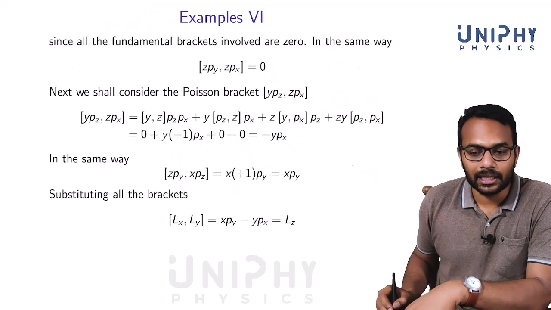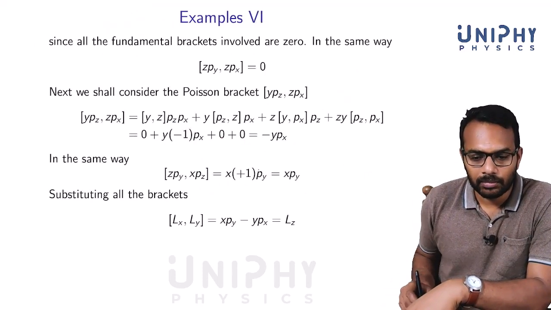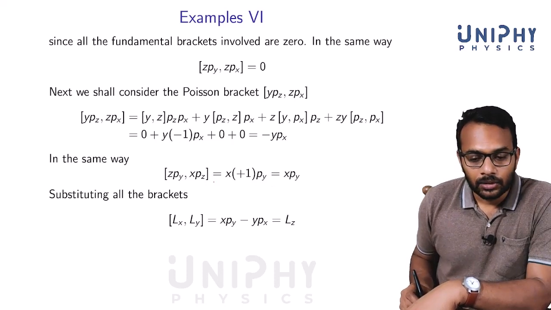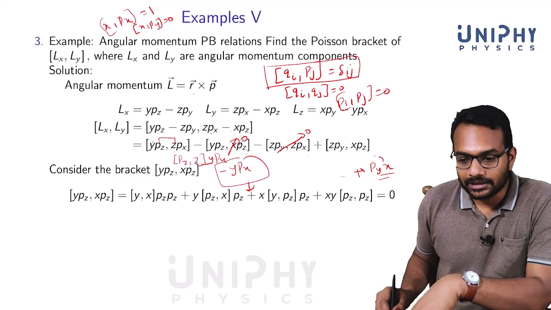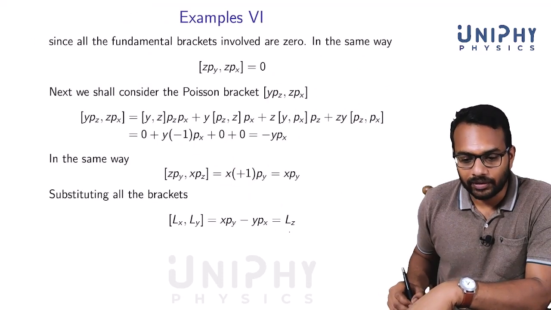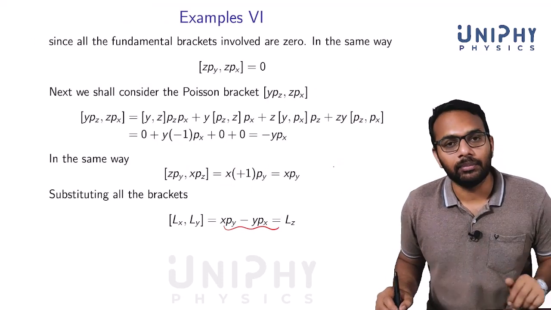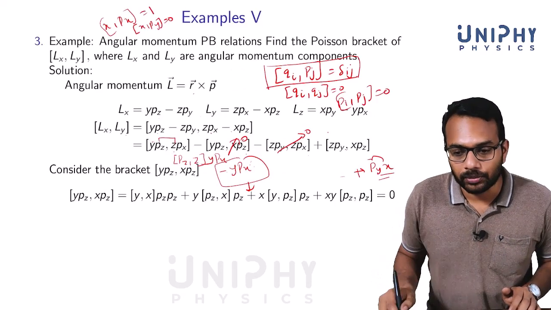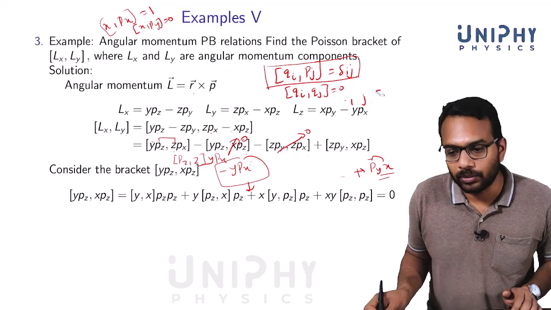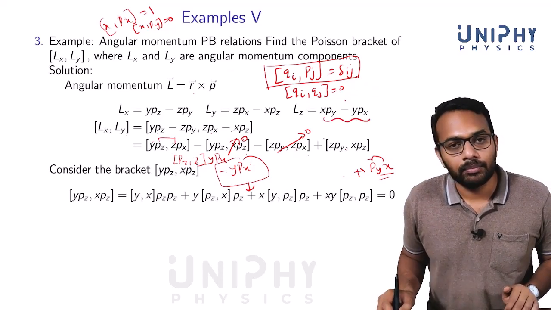So we can actually combine them, and what do we get? It's actually xpy minus ypx. All right, xpy minus ypx. The final answer is xpy minus ypx. Okay, and what's xpy minus ypx? It's simply the z component of angular momentum. Xpy minus ypx. All right.